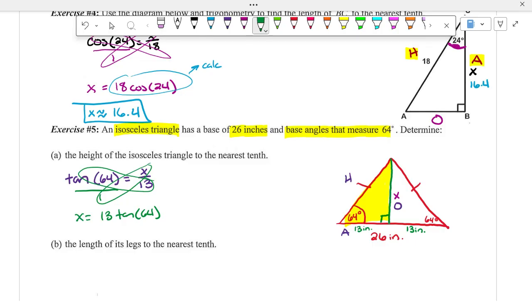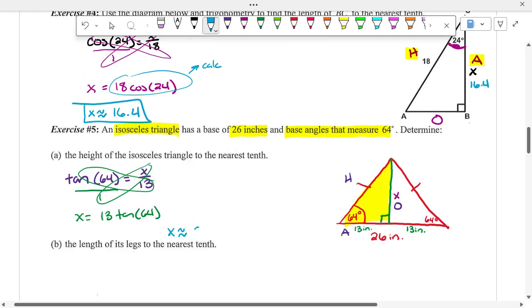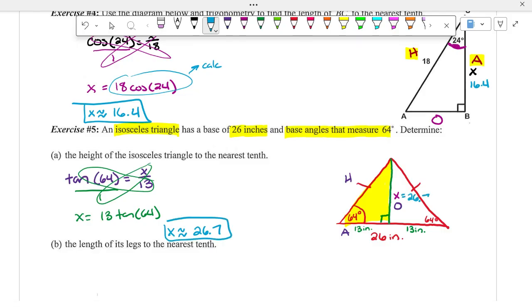And all we got to do is do what at this point? Put it in our calculator. So once we put that in our calculator, X is approximately what? It's what? 26.7. Good. So the height is approximately 26.7.